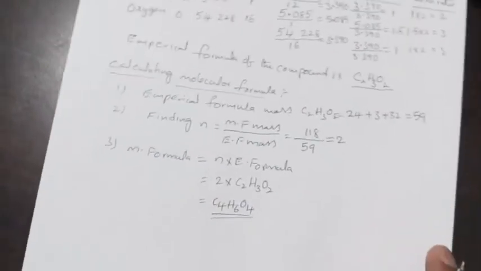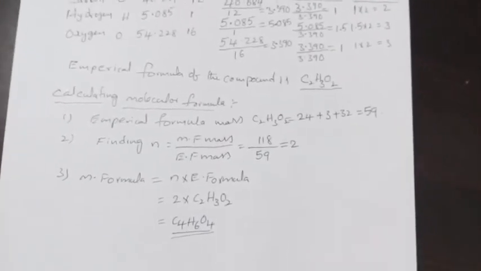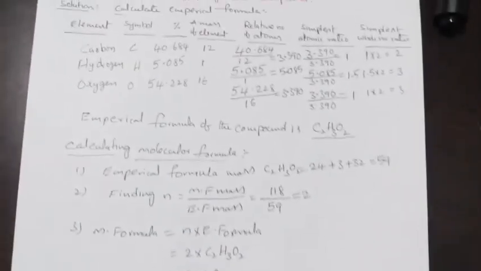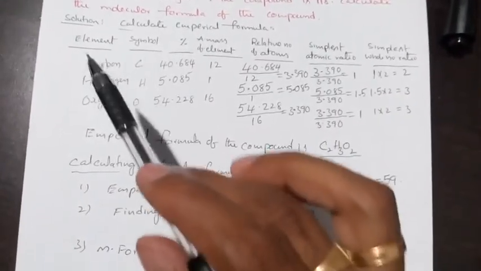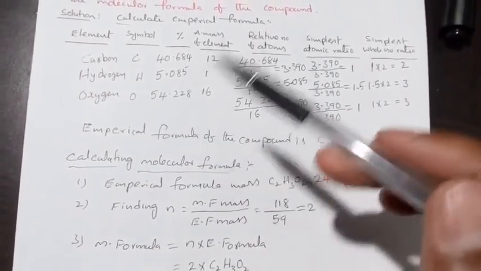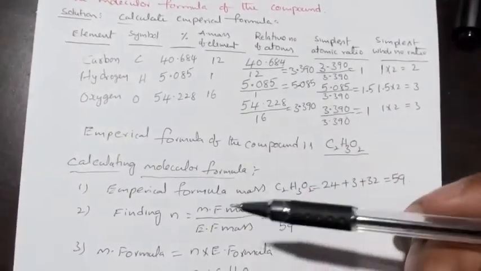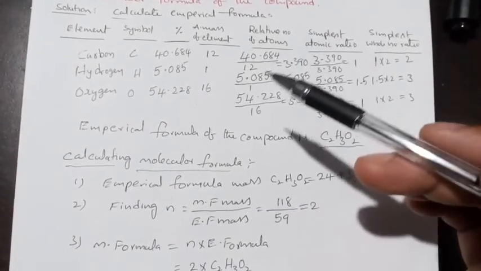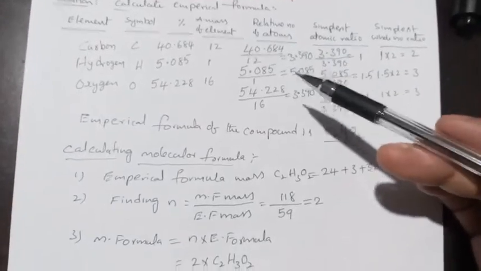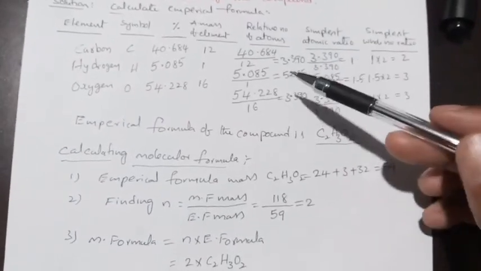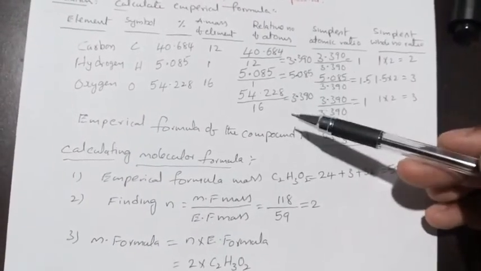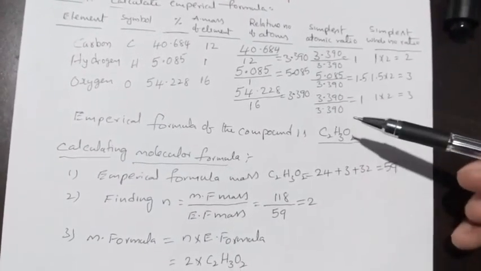So this is the method to calculate the empirical formula and also the molecular formula if the molecular mass is given. First we have written what the elements given are, what the symbols are, what the percentage composition given is, and what the atomic masses of the elements are. To find the relative number of atoms, we divide the percentage composition by the atomic mass. After getting the relative number of atoms, we divide all by the lowest relative number of atoms, and we get the simplest atomic ratio.